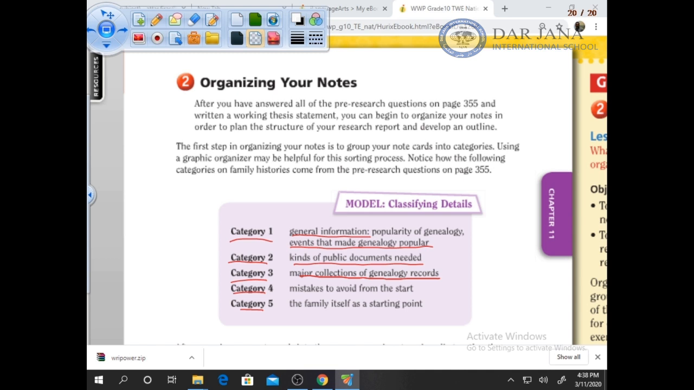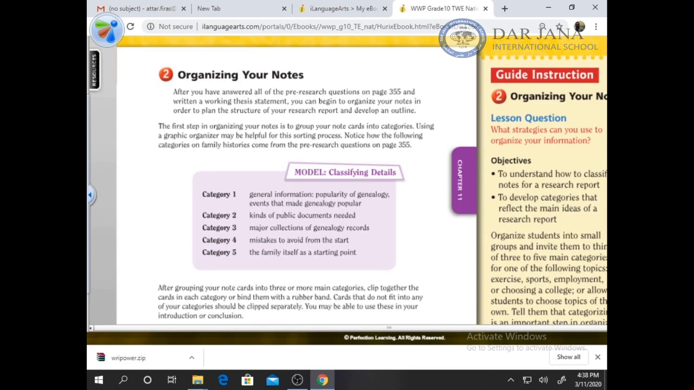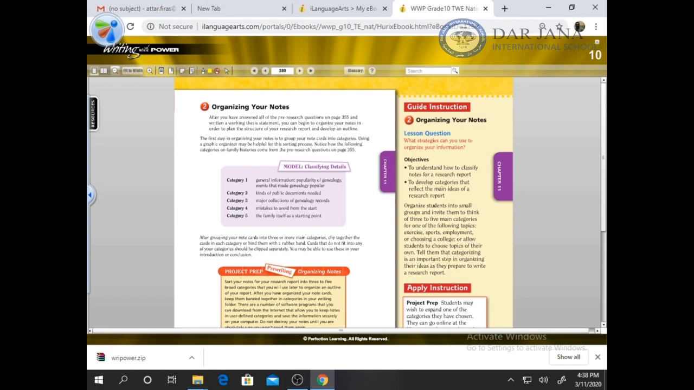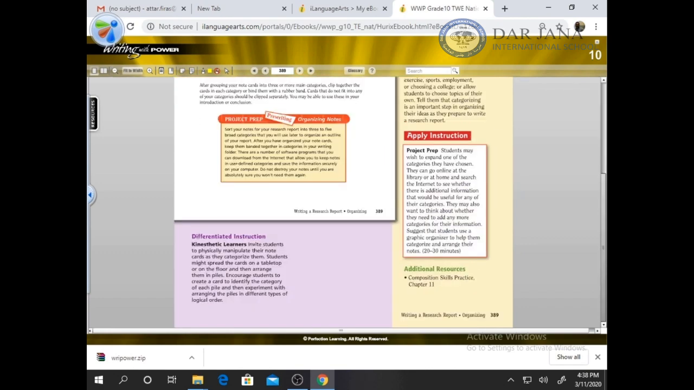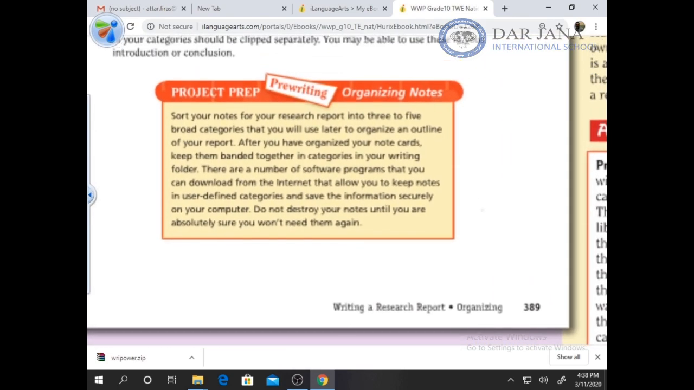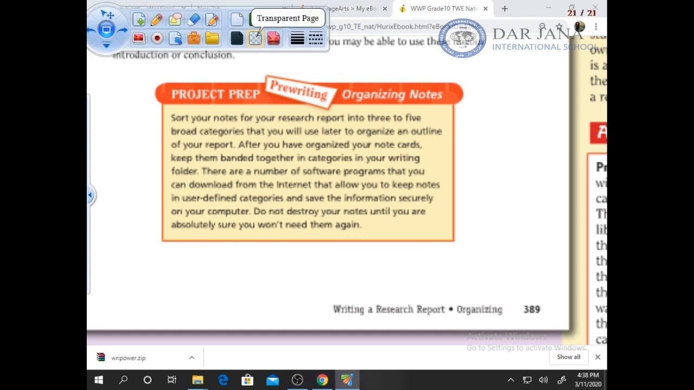Now move please to the project prep on the same page and read with me. Sort your notes for your research report into 3 to 5 broad categories that you will use later to organize an outline of your research. After you have organized your note cards, keep them banded together in categories in your writing folder. There is a very important main point here: do not destroy your notes until you are pretty sure you won't need them again.